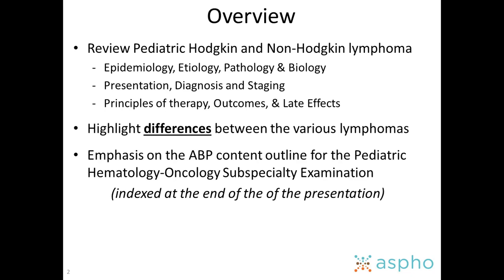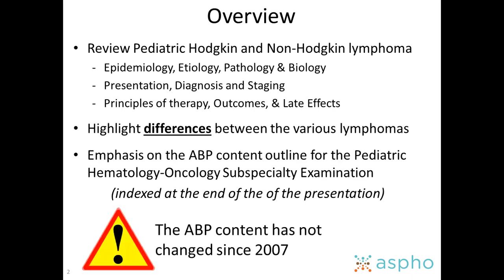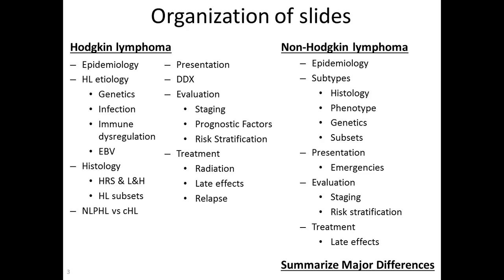I'm going to work very hard to highlight the differences between the different lymphoma subsets because that will help on the exam. These slides all emphasize the ABP content, and there is an index in the back saying which content questions are addressed by which slide. Now, just a reminder, the ABP content specs haven't changed since at least 2007, so I will be slipping a couple things in that are 2017, but I'll highlight those as well. For your studies, this is how I organize the slides: Hodgkin lymphoma, then non-Hodgkin lymphoma, and then some cheat sheets to summarize the major differences at the end.